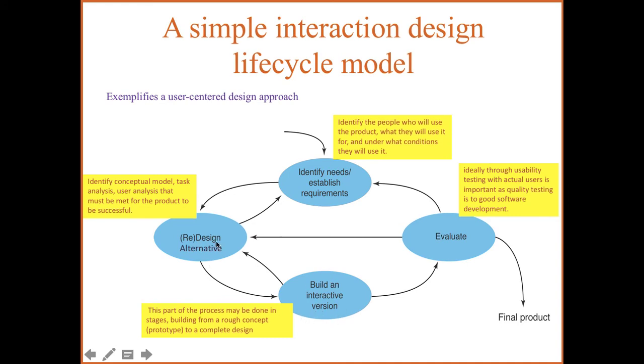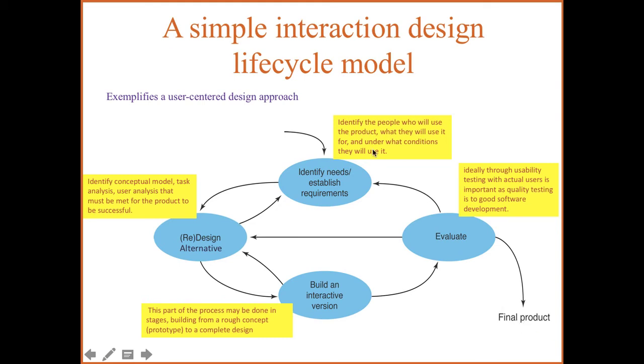Okay, let's say in the design you get a problem, you have to return back to stage number 1, which is identify needs and establish requirements, and go back to alternative design. Okay, in this case, after you finish design, you go to build the interactive version and then evaluate. But if something is wrong in the evaluation, you have to go back to the first stage until you get it done and you go for the final project. In this case, the final prototype.